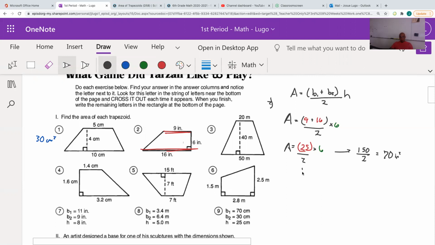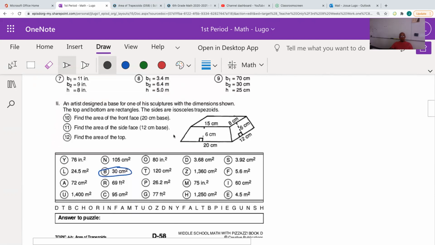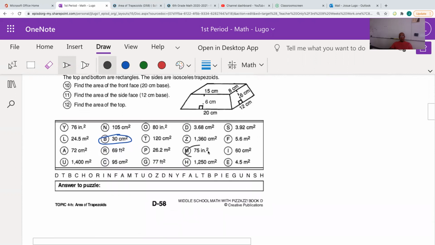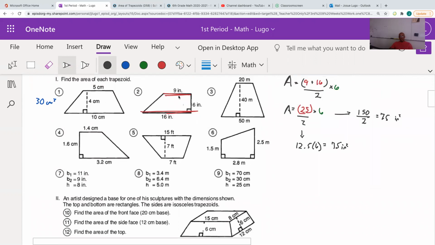If I do it the other way, we can do 25 divided by 2, which is 12.5. We're left with 12.5 times 6. And 12.5 times 6 is equal to 70, again, 70 inches squared. Either way, we get the same answer. Notice that that is one of my answer choices down here. Oh, not 70, sorry, not 70, 75. My mistake. That should be 75. 150 divided by 2 is 75. This is also 75. Yes, I am so sorry. So the answer to number 2 is 75 square inches, or inches squared. Again, notice that I added the bases.